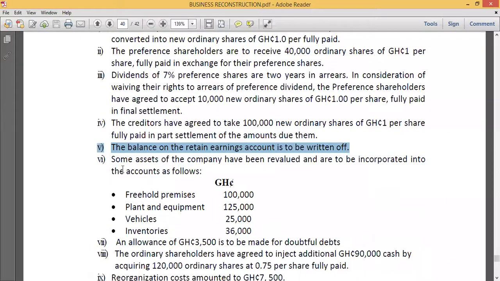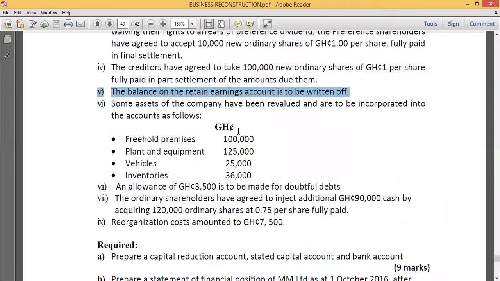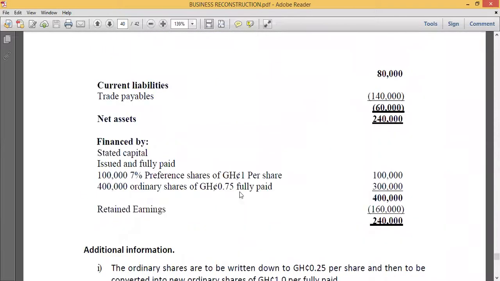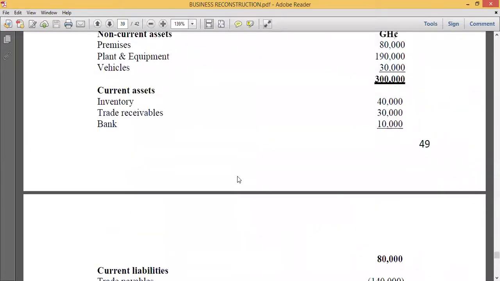Now, note 6. Some of the assets of the company have been revalued and are to be incorporated into the account as follows. So for freehold premises, you compare whether the business will gain or lose. Now, in the new financial position, for all the assets, you have to use the fair value, the revalued amount. The book value will no longer be used. Now, the freehold premises is 100,000. So you compare this with the book value and see whether they are gaining or losing.